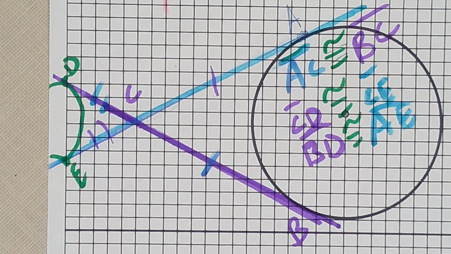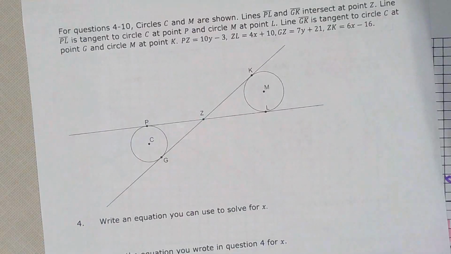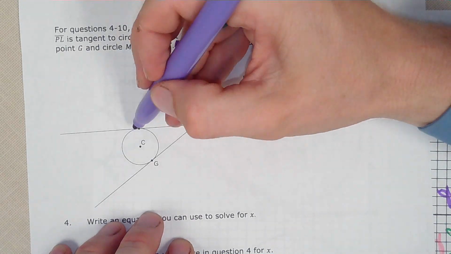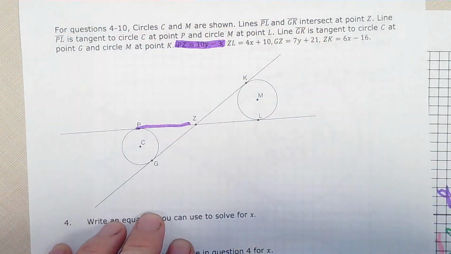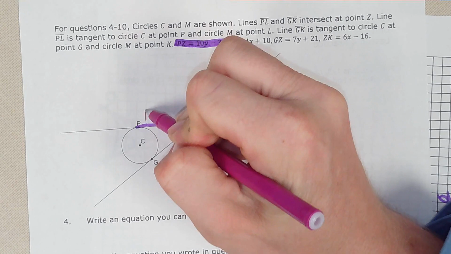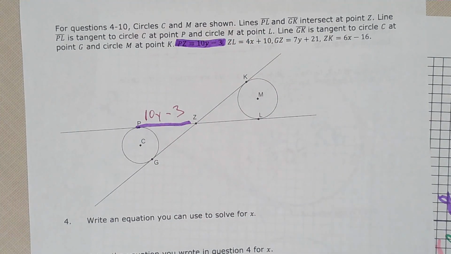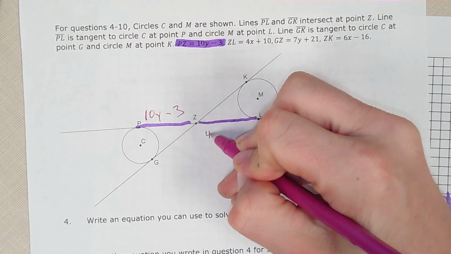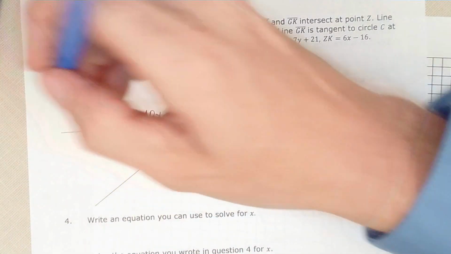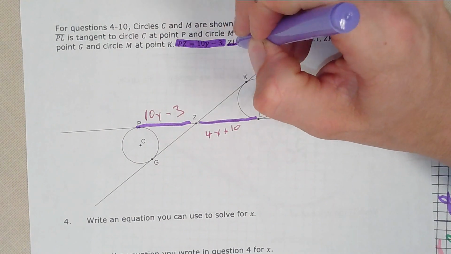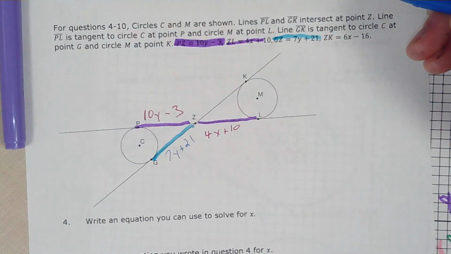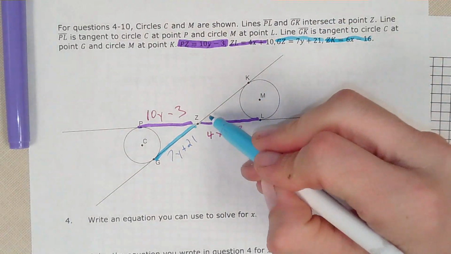All right, so where's an example? Here is an example. Let's use this one. Okay, so we have PZ. This line segment is 10y minus 3. And I got ZL, which is another purple, the extended part of the purple line. Oh no, it's 4x plus 10. Oh man, those are different variables. Okay, and then we have GZ. It's a different line. GZ is 7y plus 21. And I have ZK is 6x.